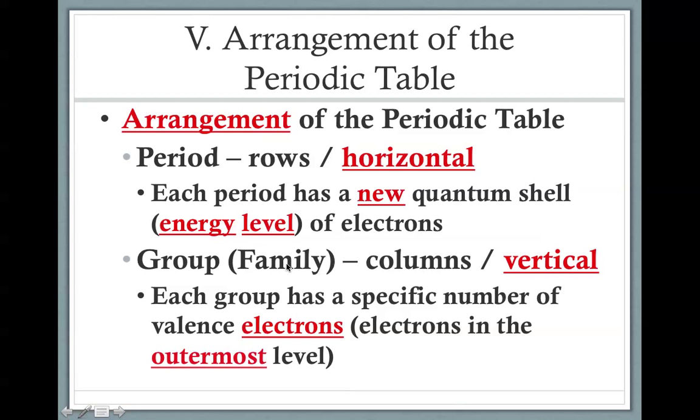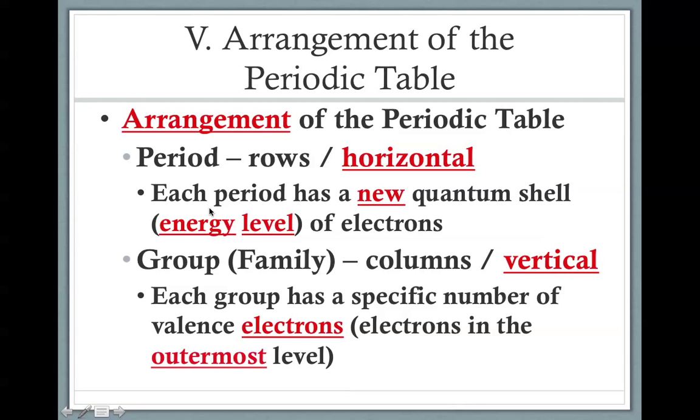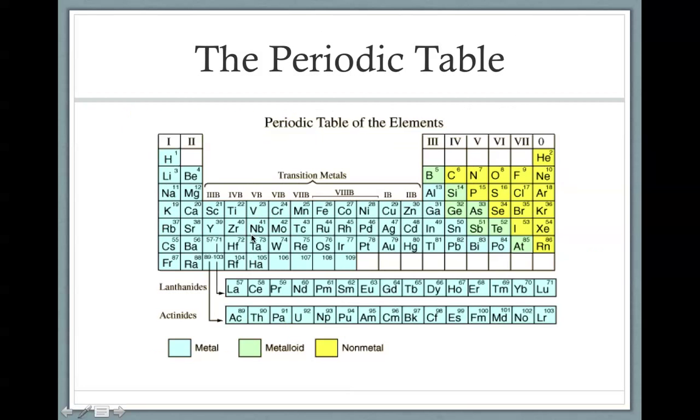Group or family, those are the columns, those are vertical. So our up and down, these are our families or our groups. Each group has a specific number of valence electrons. These are electrons in the outermost shell. So when we're making our Bohr diagrams, our valence electrons are just the ones in the last shell. So each group has a certain number of electrons in their outermost shell.